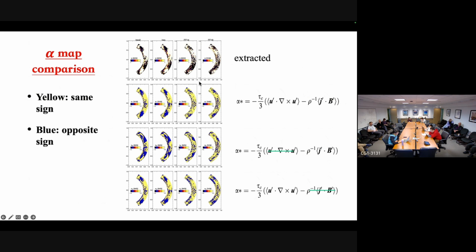So this is just another way to present what I just said. The yellow means that they have the same sign, and the blue means they have the opposite sign between this calculated alpha and this extrapolated one. So you see here, if I use these two terms altogether, it will have the most yellow regions, more than if I use only the current helicity term or only the kinetic helicity term. Particularly if I use only the kinetic helicity term, you see, particularly for the low case, you have a lot of blue regions. That means even your sign is not correct. So that means this term is really important.